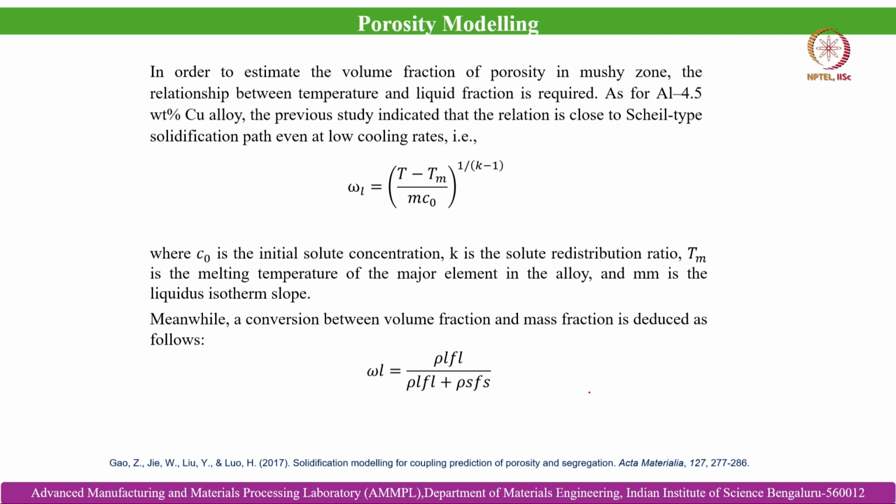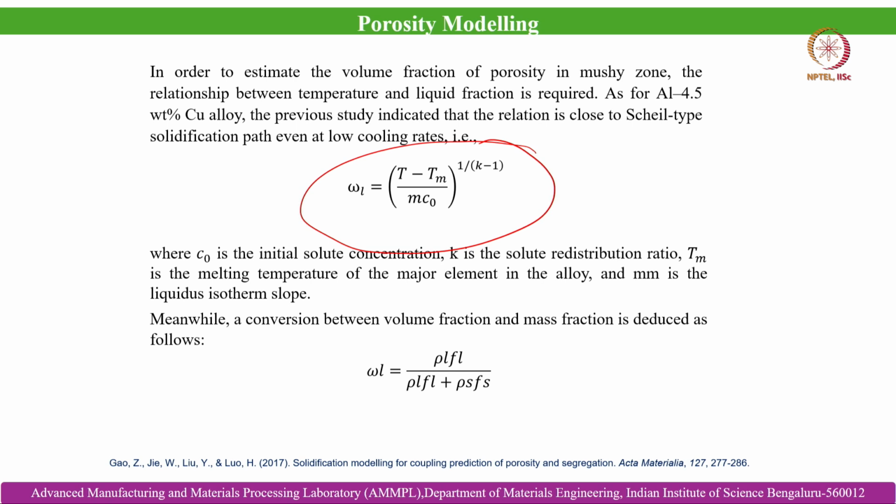So, in order to estimate the volume fraction of porosity in the mushy zone, we need the relationship between temperature and liquid fraction. So, how can we get it? We can get it from the expression below. This can also be obtained by the shell solidification model. For example, in the case of aluminum 4.5 copper alloy, the previous study indicated that the reaction is close to the shell type solidification path even at low cooling rates.